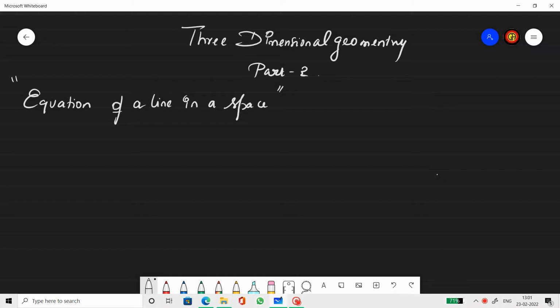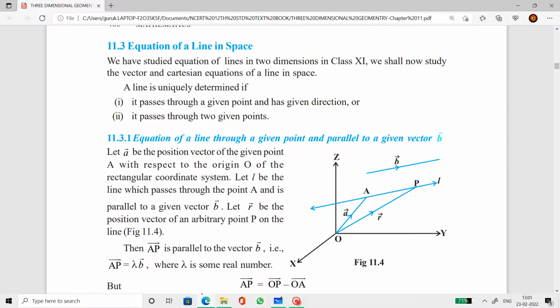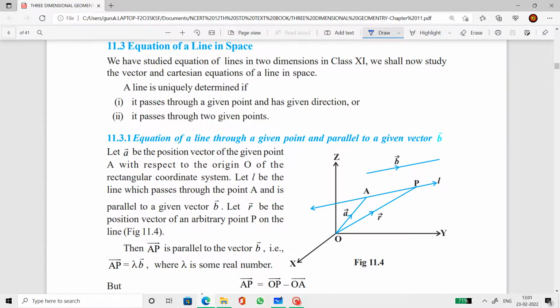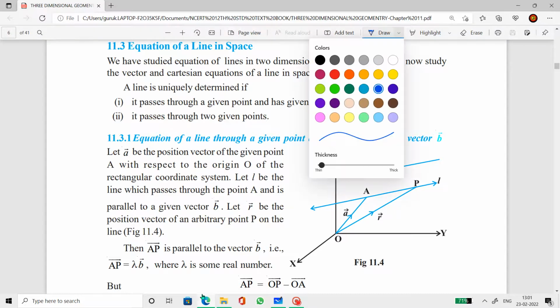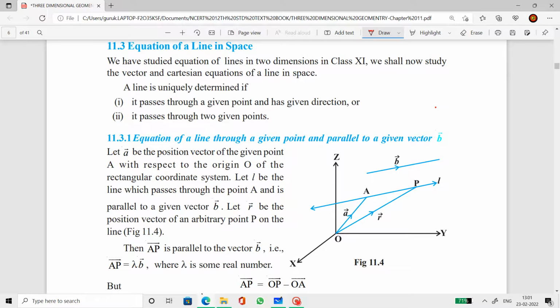In my previous video, I told you how to solve all the sums from the first exercise, which is based on DC and DR. And now I'm going to tell you how to find the equation of a line in a space. Okay, so let us take the diagrams and theory from the NCERT textbook. Equation of line in a space.